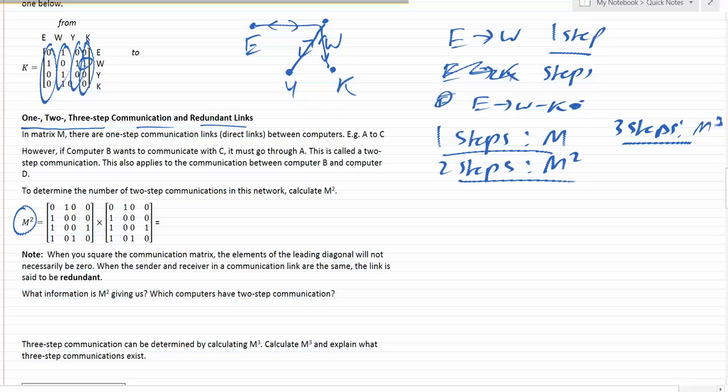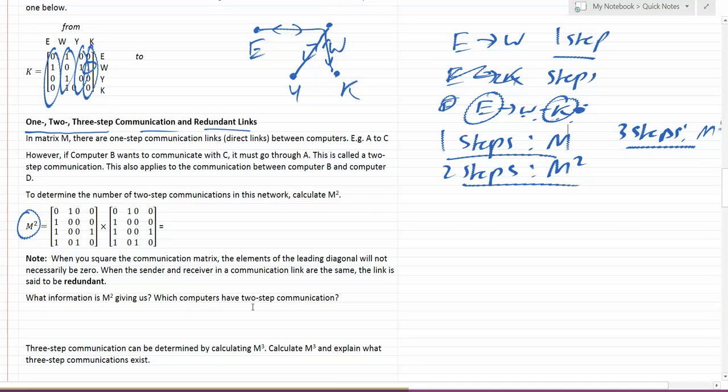So when I look at the matrix M squared and I look at E to K, if I get a 1 there, it means there's only one two-step communication between E and K, because I need to go 2 steps to get to K. We'll look at this in more detail. So let's calculate what M squared equals.